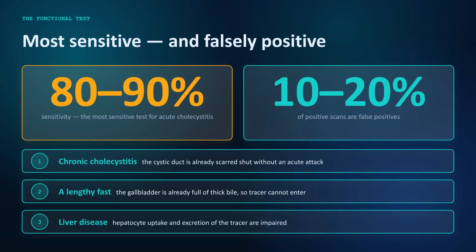Notice that all three share one mechanism. Tracer cannot enter a gallbladder that is already blocked or already full. So ask about fasting and liver disease first.